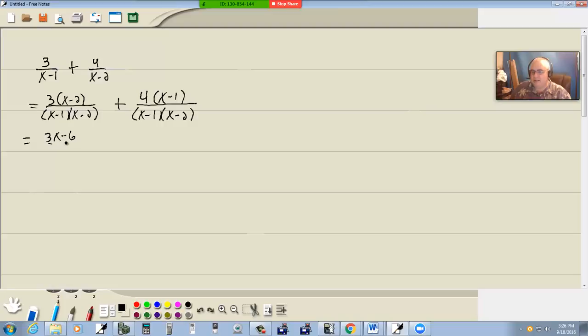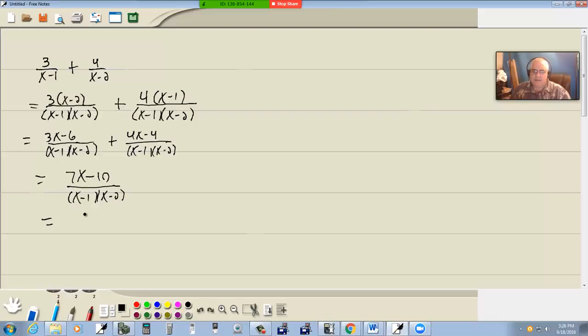That gives us 3x minus 6 over x minus 1, x minus 2. And this gives us 4x minus 4 over x minus 1, x minus 2. Now since they have the same denominators, I can add together the top parts. So 3x plus 4x is 7x. Negative 6, negative 4 is negative 10 over x minus 1 and x minus 2. I could even multiply those together. So we got x squared minus 3x plus 2.